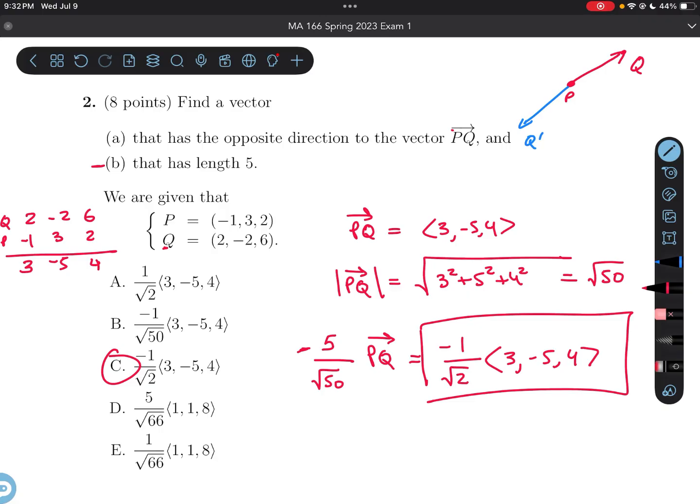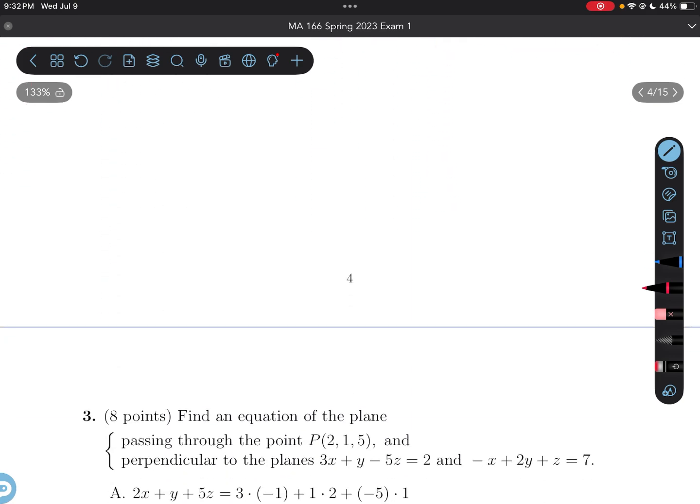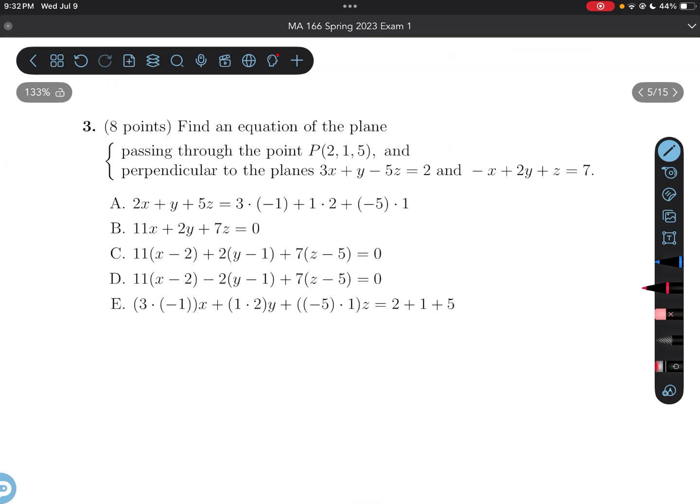Alright, moving on to question number 3. Question 3 says, find an equation of the plane passing through the point (2, 1, 5) and perpendicular to the planes 3x plus y minus 5z equals 2 and negative x plus 2y plus z equals 7.